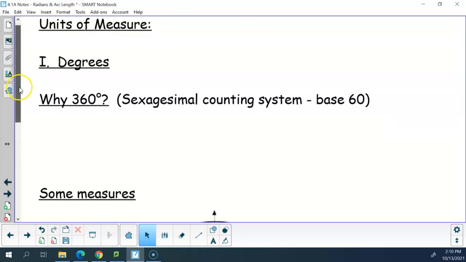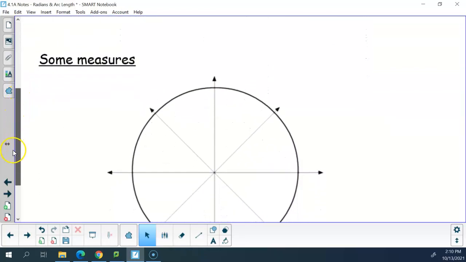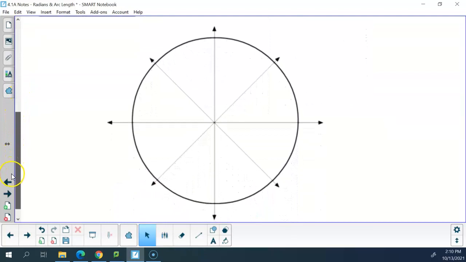So some measures. Now, if you came through Algebra 2 Extended, you probably did a little bit of unit circle building with them. Okay? We're going to redo most of that. Not today, but we're going to redo most of that in the next coming weeks. Okay?